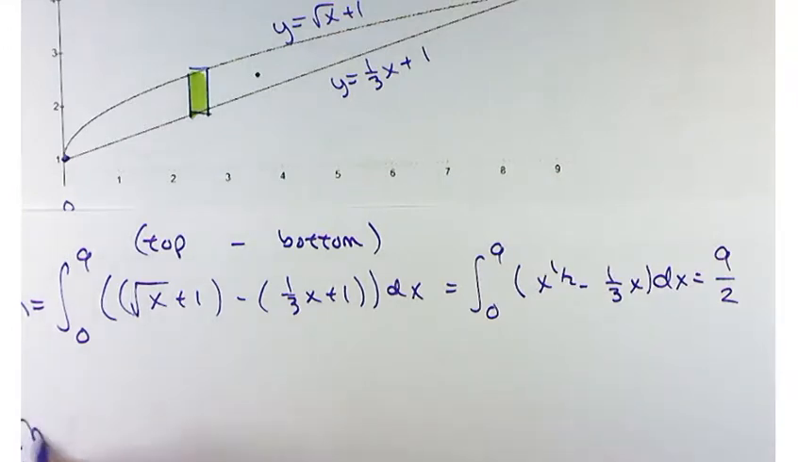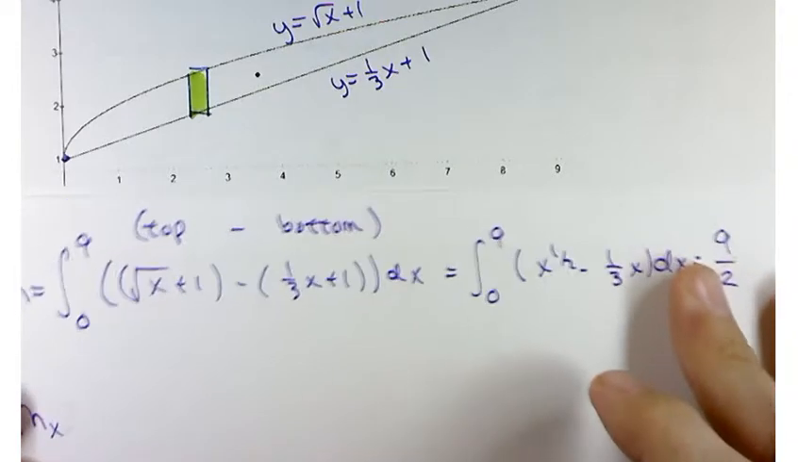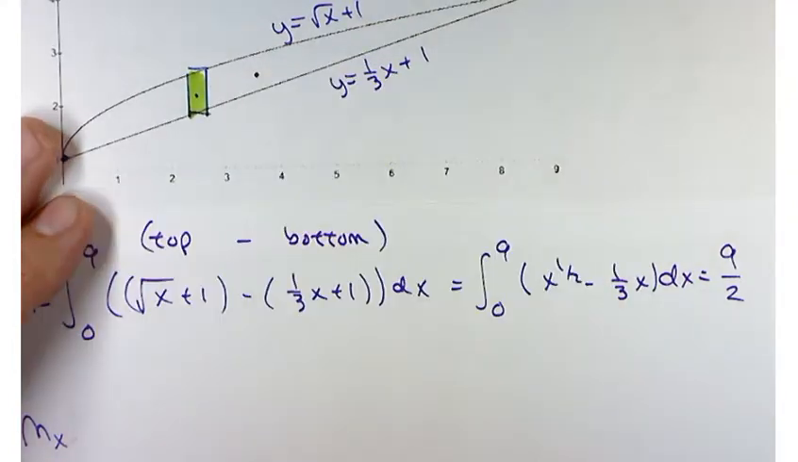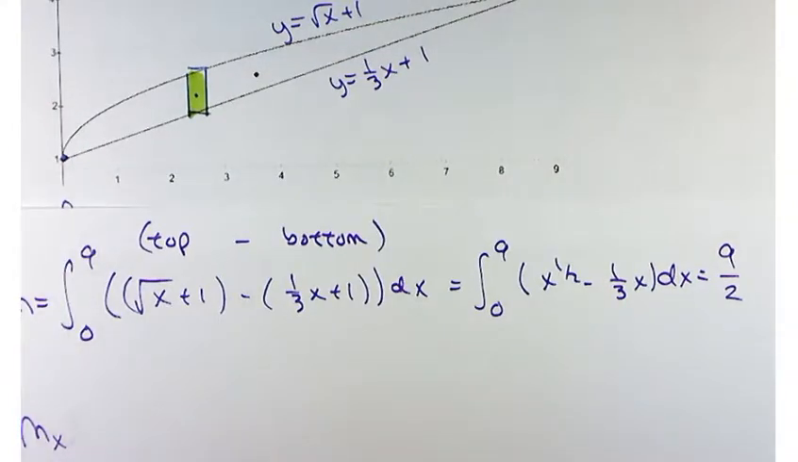The next thing we have to figure out is the moment around the x-axis. Or you can do the moment around the y-axis. It doesn't matter. So that's the tendency of this little strip to want to rotate around the line y equals 0, around the x-axis.